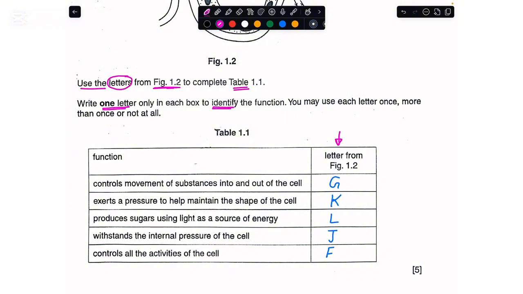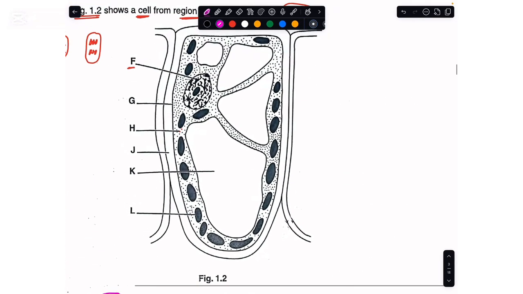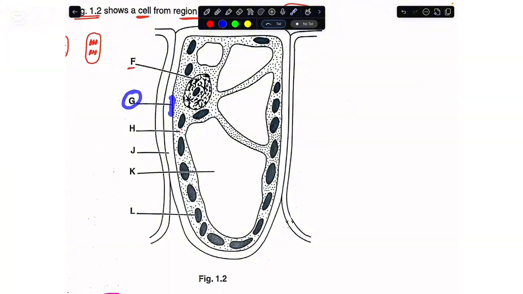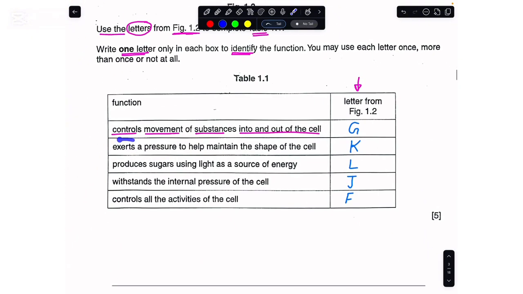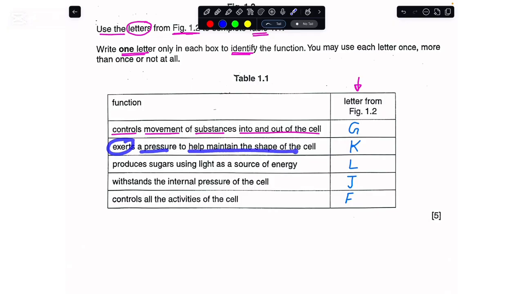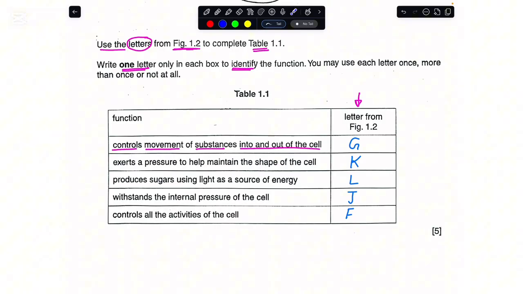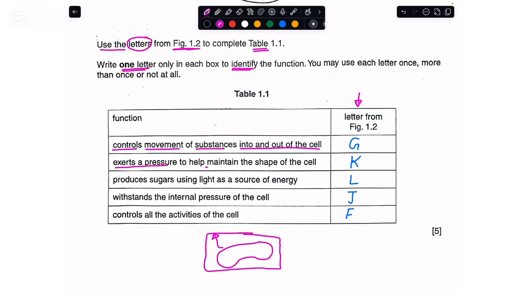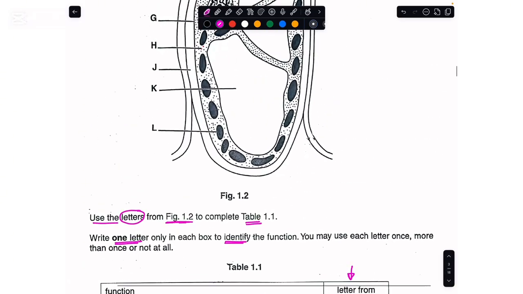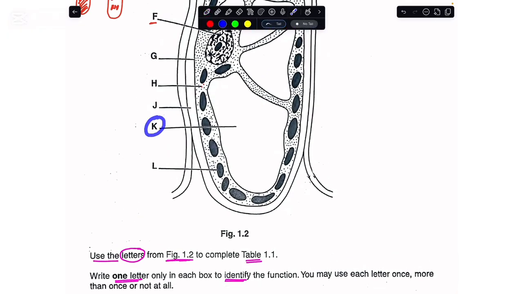And if we just solve this, here the function they have given is that they control the movement of the substances into and out of the cell. So I said this is the cell membrane, and the letter that we are given here is G, okay? And then they say that something exerts a pressure to help maintain the shape of the cells. And we know that the maintenance of the shape of the cells is basically dependent on its large vacuole and the way it would exert the pressure onto the cell wall. So if they are saying that something exerts the pressure to maintain the shape of the cell, this would be the large vacuole, and the letter for the large vacuole given here is K.